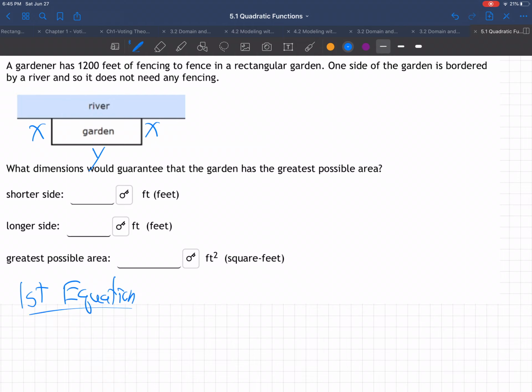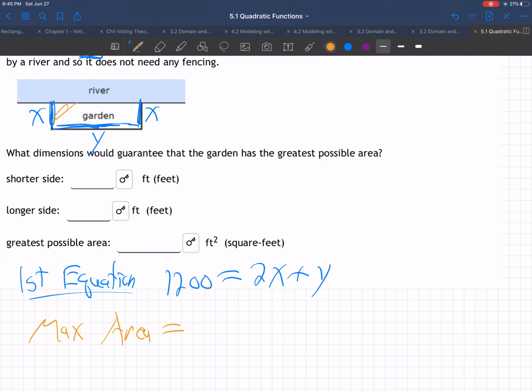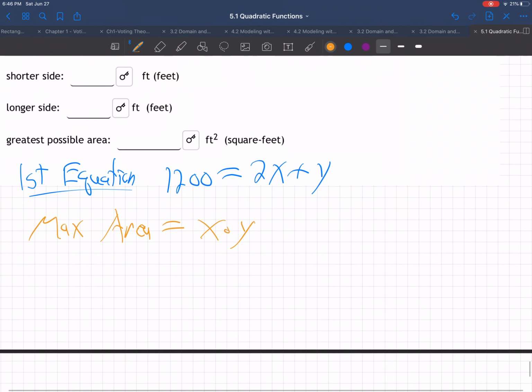Our first equation is going to be 1,200 feet of fencing. So this plus this plus this, those three pieces have to make 1,200, don't they? So that's 2x plus y has to total 1,200 feet of fencing. There's our first equation. Our second is what we're going to maximize. We're maximizing area. What's the area of this garden? How do you find the area of a rectangle? Area of a rectangle is length times width, one side times the other, so x times y.